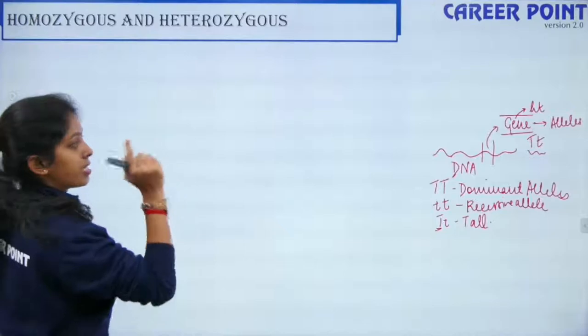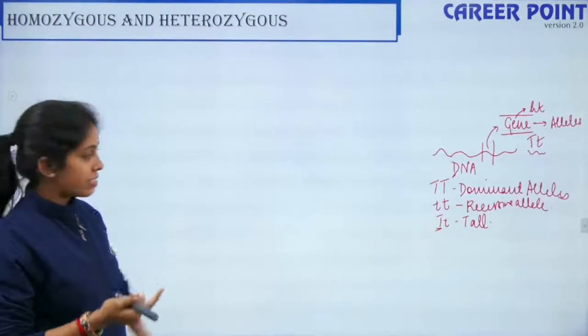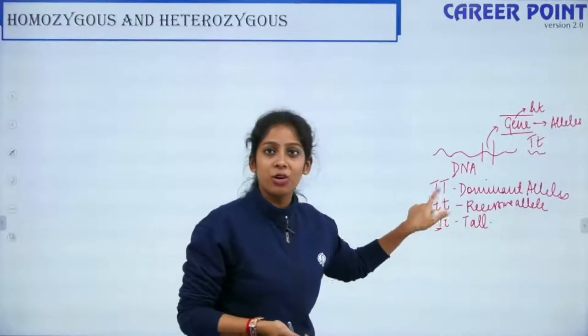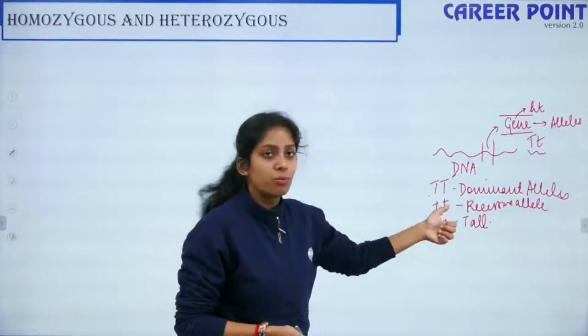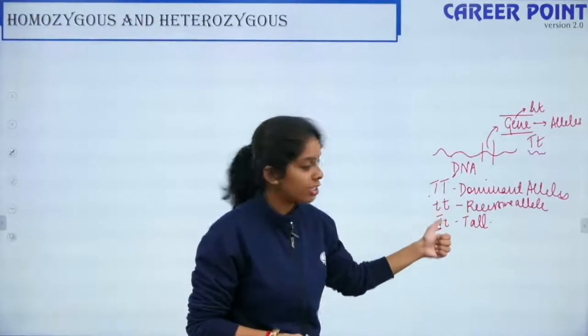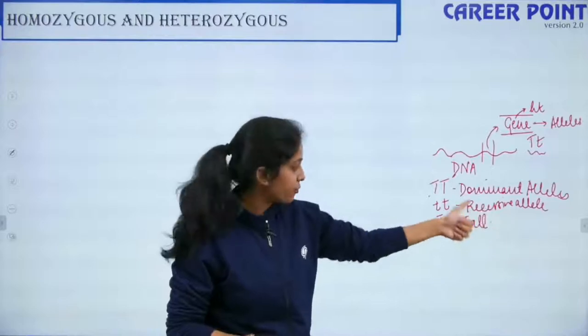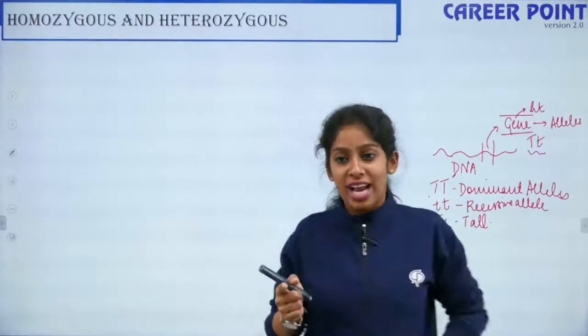Yes. So this is your homozygous dominant and homozygous recessive. So since the pair of alleles are of the same type, capital T, capital T, this is homozygous dominant. So since both are small t, this is homozygous recessive. So capital T, small t is heterozygous because you have two different varieties here.